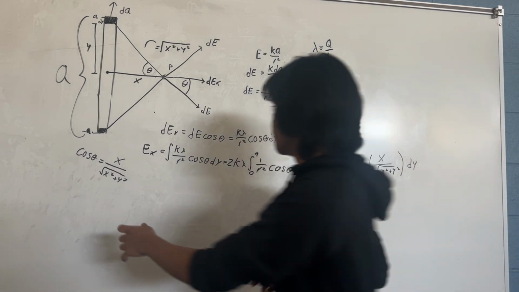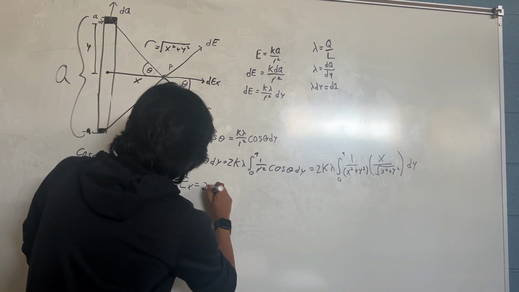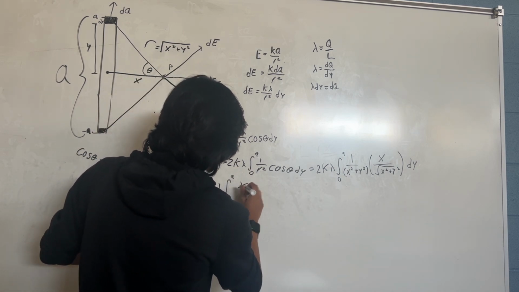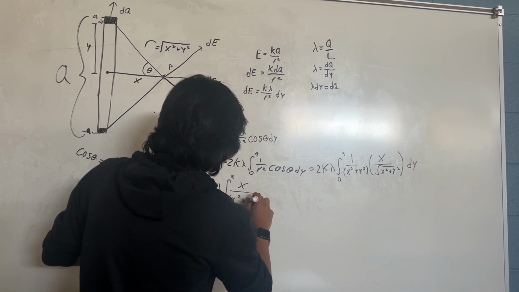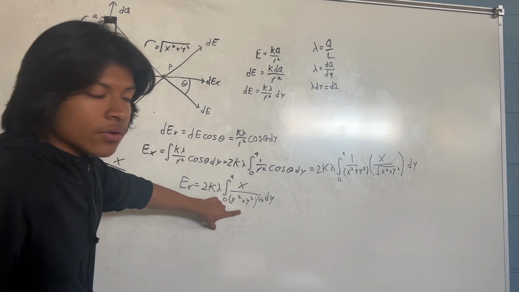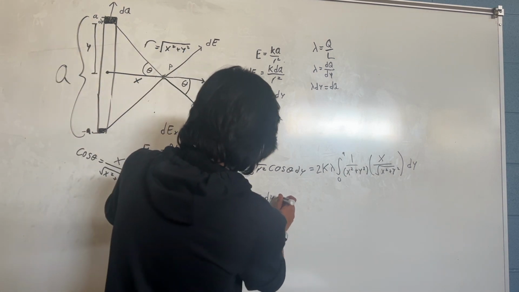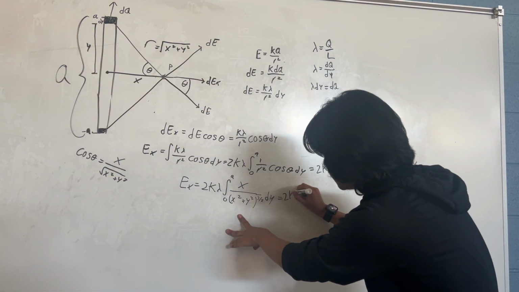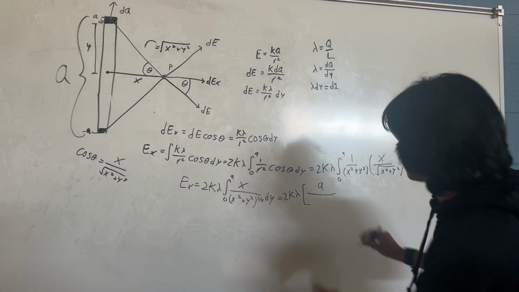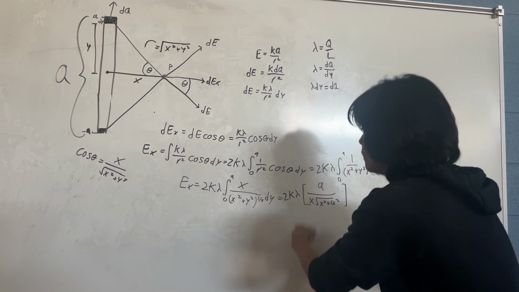Now to clean this up a bit, E of x is going to be equal to 2k lambda times the integral from 0 to a of x over x squared plus y squared to the 3/2. Now this integral you could solve using basic integration techniques. However, I'm just going to use an identity for time's sake. So when we use an identity, we have 2k lambda, and we'll just have a over x times the square root of x squared plus a squared.